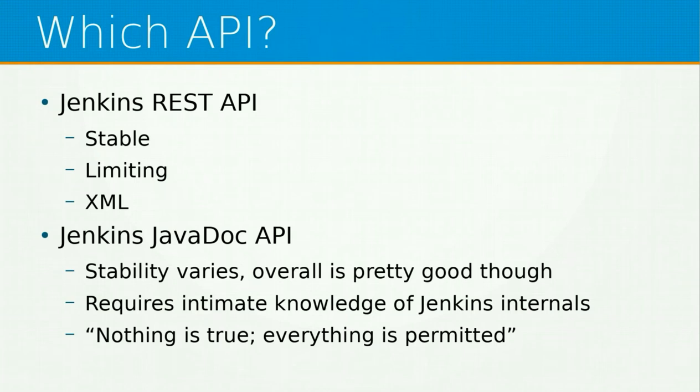And of course, to create a job requires XML, which we hate and we want to get rid of. So the other API, which is varying on stability, is the JavaDoc API, the internal Java calls from Groovy, which of course, if you're using init.groovy, you'll know well. Although technically stability varies, particularly with plugins. The past 2 years, it's been pretty good.